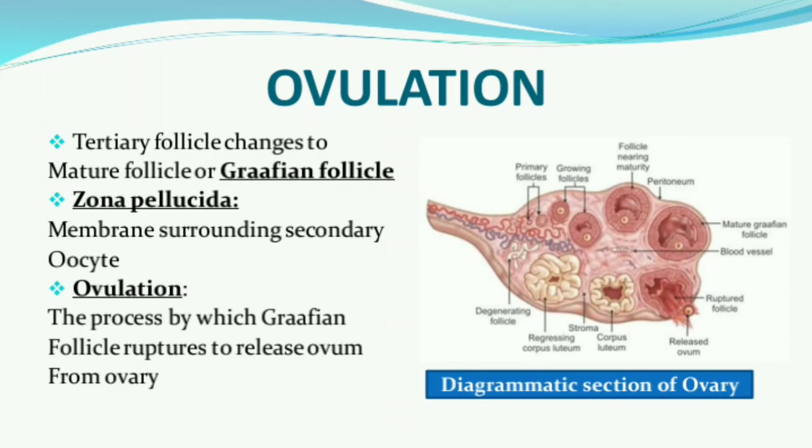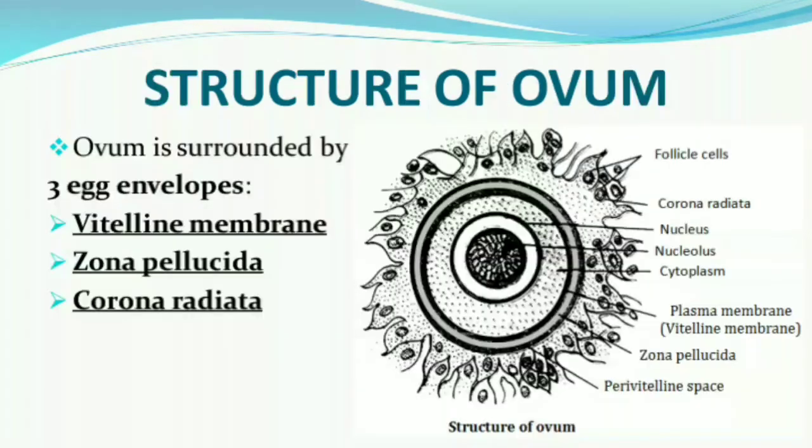Okay. So moving on to the next topic, the structure of ovum. Now let me discuss the structure of ovum. See from this diagram, it is evident that the ovum is surrounded by 3 egg envelopes. One is the vitelline membrane, another one is the zona pellucida, and the third one is the corona radiata. Now the vitelline membrane is thin. It's transparent. It is also the inner layer and it is secreted by the ovum itself.